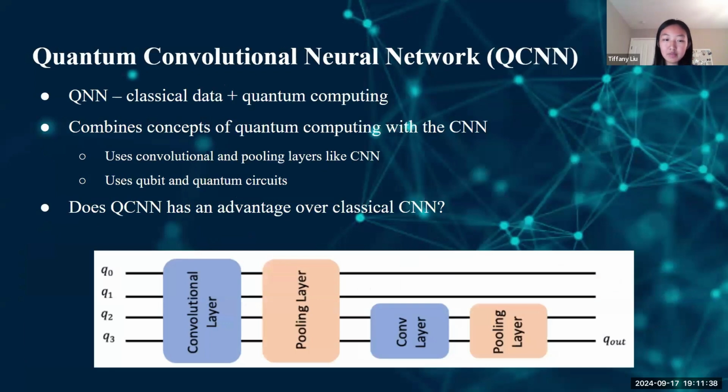So our QCNN will use classical data with quantum computing, meaning our quantum convolutional neural network will combine quantum computing concepts with the classical CNN that we just discussed. So like the classical CNN, we'll also have convolutional and pooling layers, but instead of using classical data, we'll be using qubits and quantum circuits. As you can see in this image, we plan to apply alternating convolutional and pooling layers on the quantum circuit. The secondary purpose of our research is to test if the QCNN has better accuracy or speed than the classical CNN.